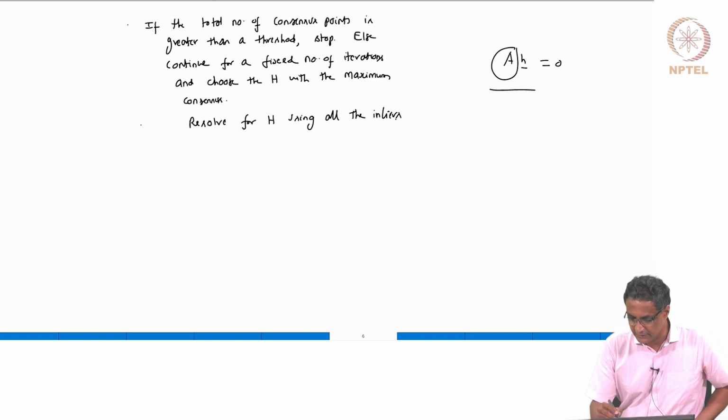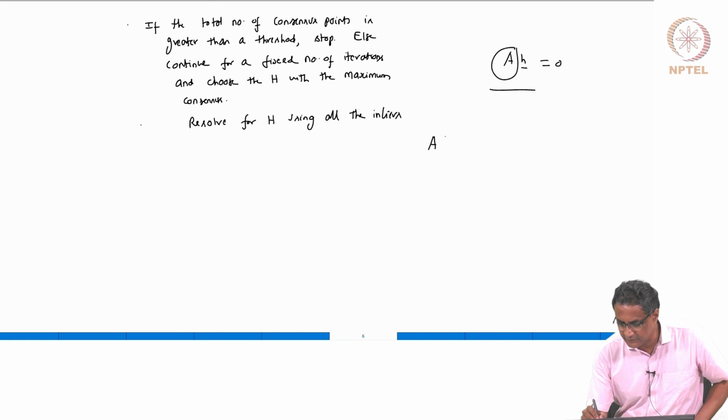Now the point is, what you have is AH equal to 0. This is what you solve, and now A is some m cross 9, H is 9 cross 1, this is a vector, m cross 1, and this m is much larger than 8.